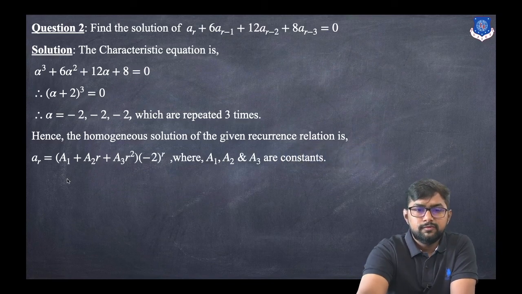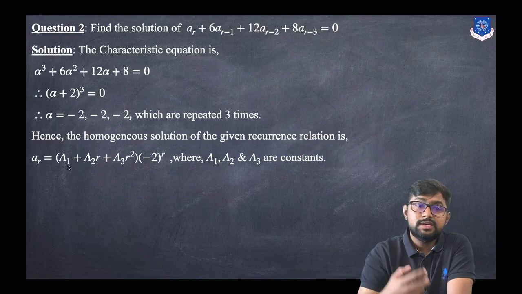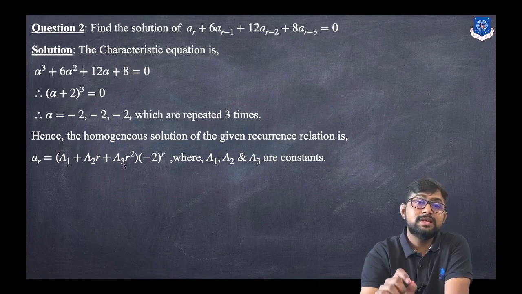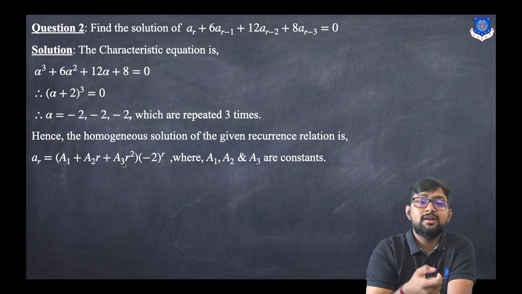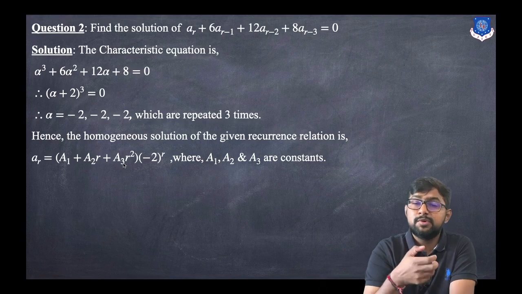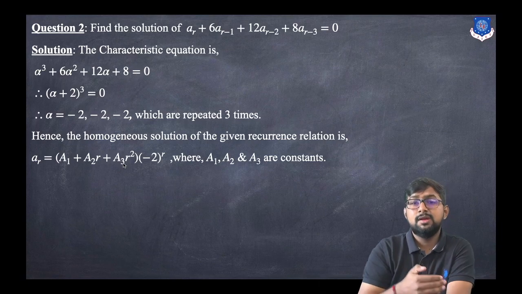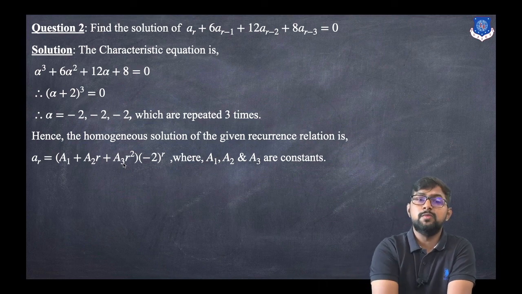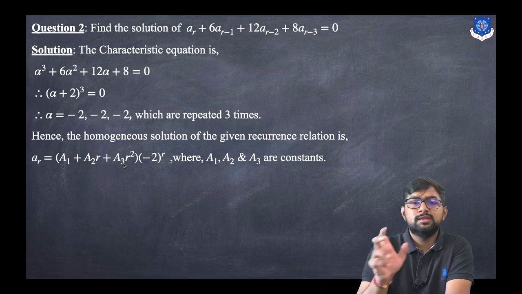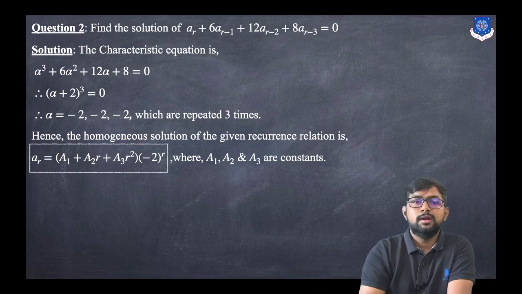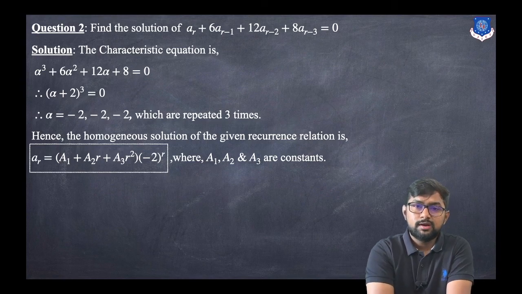So the homogeneous solution will be like this. Here we have a root that is repeating 3 times, so the solution will be (A1 + A2 r + A3 r square) times alpha raised to r, because all the alphas are the same, so (-2)^r. Suppose it repeats 4 times, then the solution will be (A1 + A2 r + A3 r square + A4 r cube) times alpha raised to r, where A1, A2 and A3 are constants. So this will be the final solution in the case where the roots are repeating.